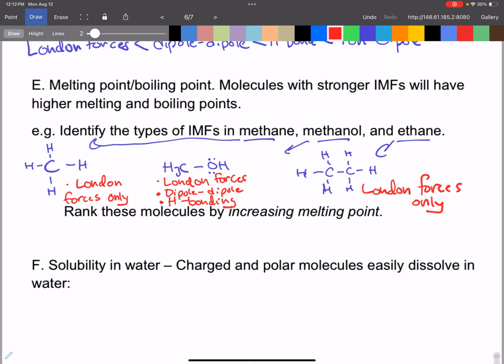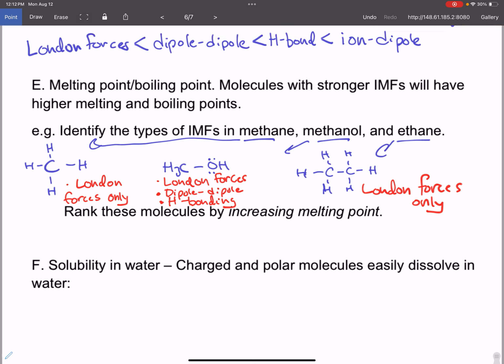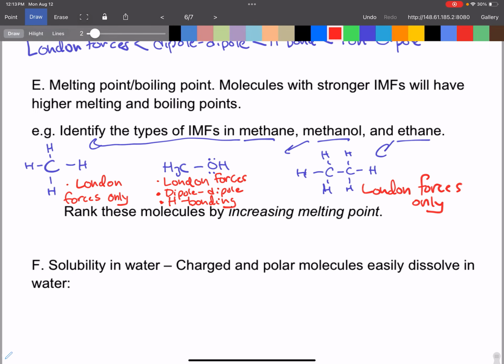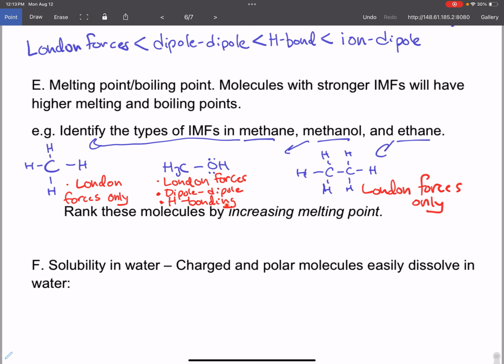So the thing about boiling point and melting point is it's how those molecules cling together. So molecules with stronger IMFs will have higher melting and boiling points. You can think about those molecules clinging together, and it takes more and more energy to pull them apart if their IMFs are stronger. So we want to rank these by increasing boiling point. And it's a question, which one's going to be the lowest? Well, think about this. I just told you hydrogen bonding is a really strong intermolecular force. So methanol is going to win the race here.